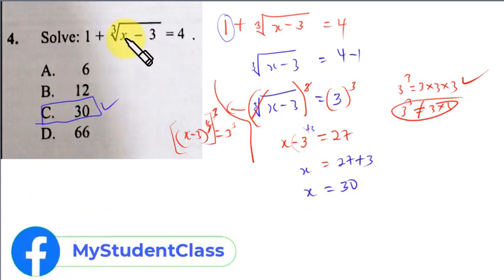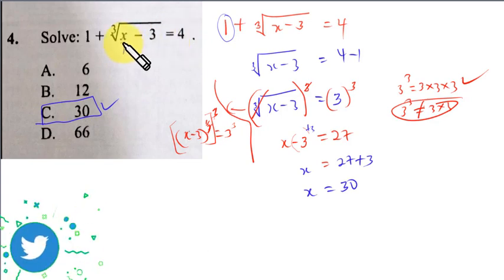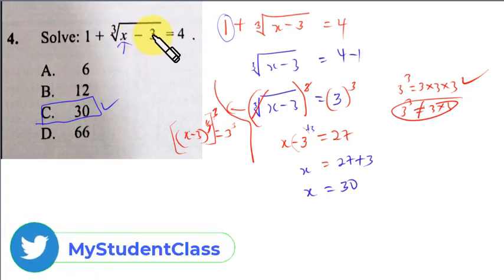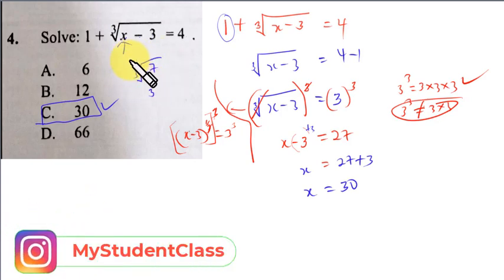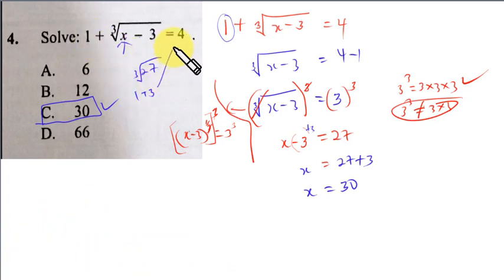So if you put 30 here, you will get 4. If I put 30 here, 30 minus 3 is 27. And the cubic root of 27 is 3, and 3 plus 1 equals 4.